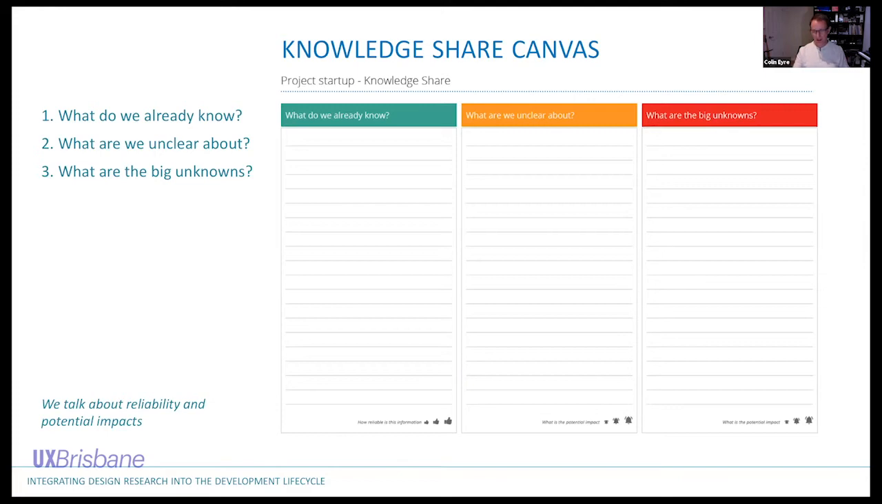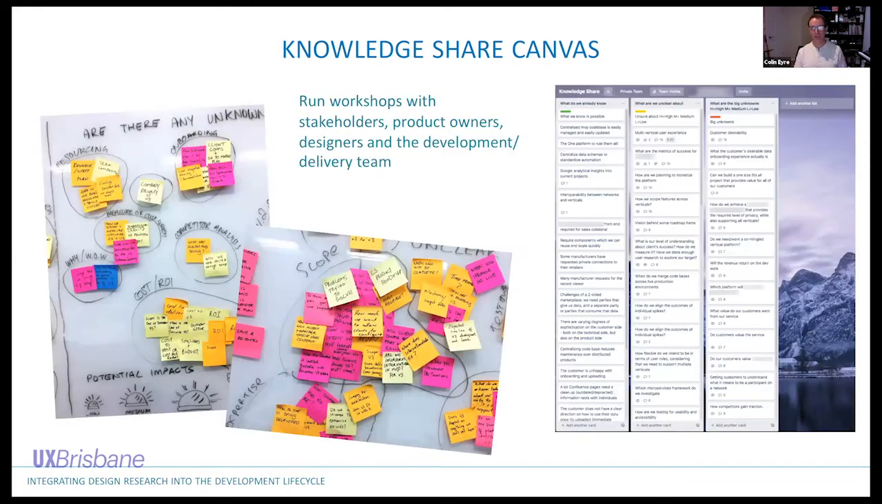So although the canvas looks like this, you can deliver it in many ways. This is the same knowledge share canvas done in two different ways. On the left, it's a traditional whiteboard with just things being grouped into big unknowns and impacts. And on the right is the same exercise done with Trello. So it's not important the tool you use. What is important, you actually go through the whole practice of listing out things.